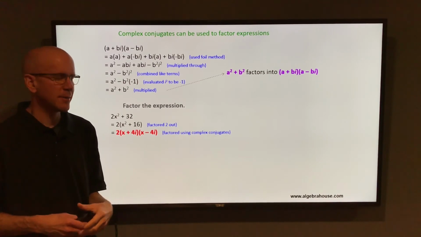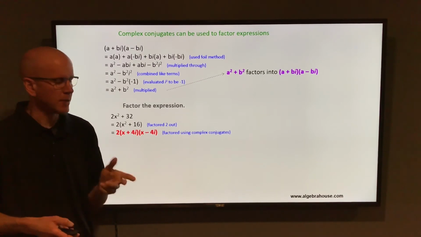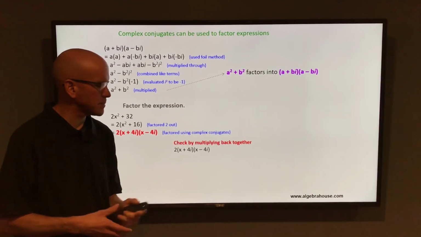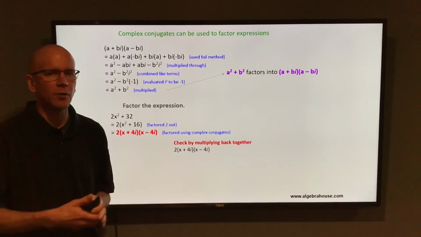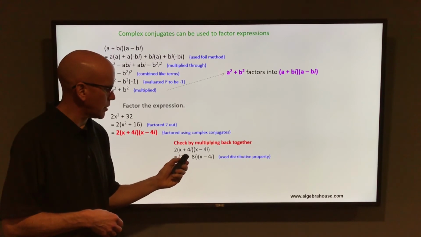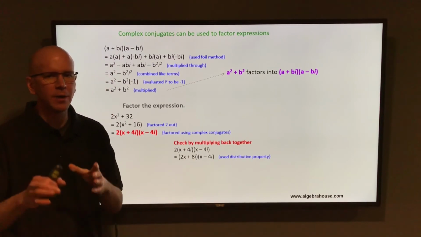Now you might be thinking there's no way that multiplies together to be this 2x squared plus 32. Watch. If you multiply those together, so 2 times x plus 4i times x minus 4i, you could use the distributive property or FOIL method, really doesn't matter. I'm going to distribute the 2 through that first set of parentheses, so 2 times x is 2x, 2 times 4i is 8i. Now we're going to multiply these two binomials together. You don't need to write this down. Again, just watch.